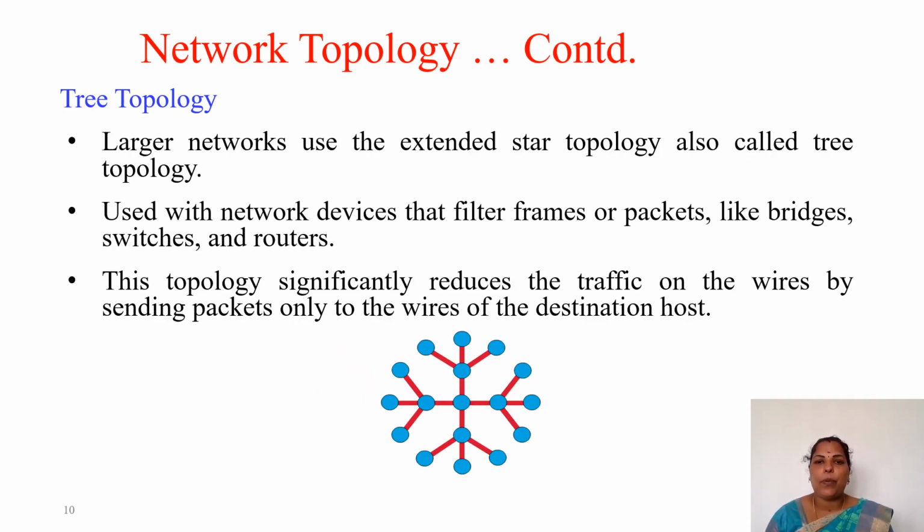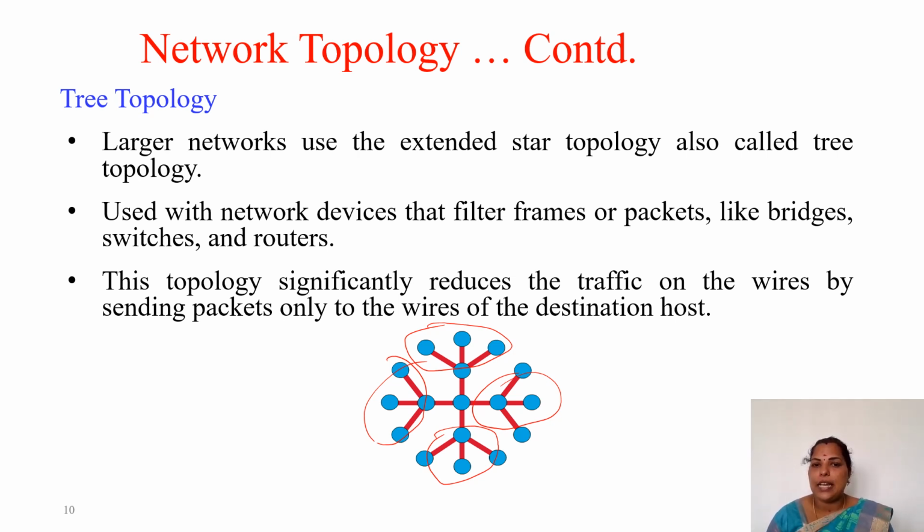Next is tree topology. This tree topology is an extended version of a star topology. You just see, without the branches, if you see, these are the branches. Without the branches, this is called a star topology only. So with the branches, it is called a tree topology. So larger networks use the extended star topology, also called a tree topology.